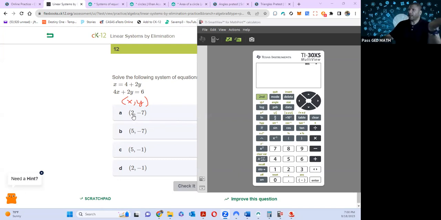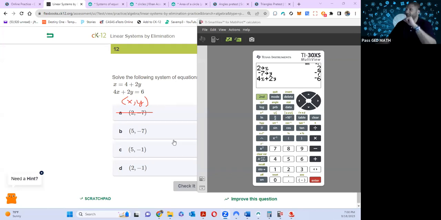Okay, x is 2, y is -7. I can plug those in. Watch this. So, 2 for x, minus 7 for y. I'm going to plug it into that standard form, 4x plus 2y. And I need to see if I get 6. If I do not get 6, I don't even need to check the other form. I do not get 6, so I know it's not A.